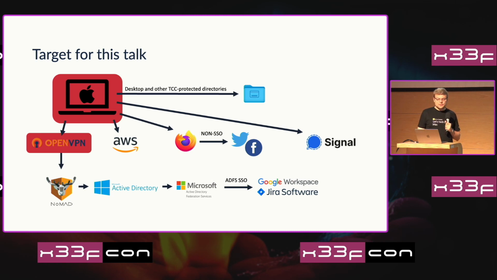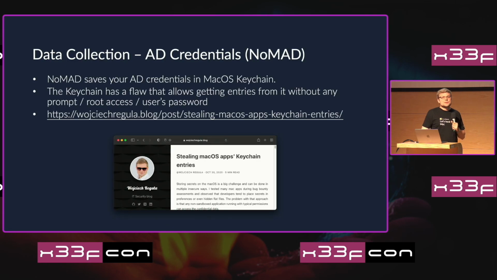Now let's focus on Nomad and Active Directory. Nomad saves your AD credentials to the macOS Keychain, which is good. That's the storage developers are supposed to store their secrets in. On macOS, iOS, Apple TV and other Apple devices, Keychain is the place where you want to have your credentials, your secret data, stored.